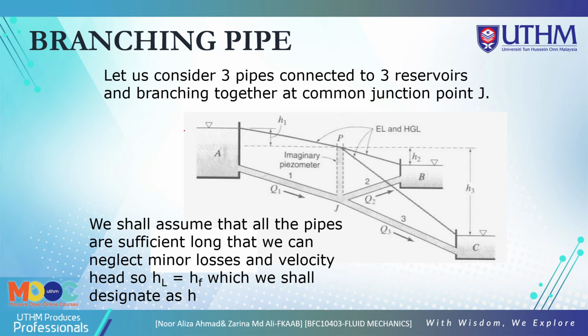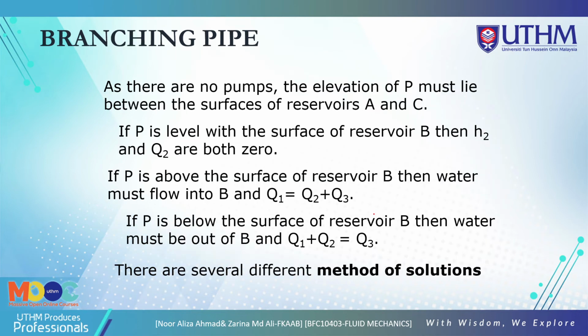So they are the branching pipe. From the tank they have pipe 1, and then go to pipe 2 and go to pipe 3. So this is called branching pipe. We shall assume that all the pipes are sufficiently long that we can neglect minor losses and velocity head. So HL is equal to HF, which we shall designate as H. Dalam branching pipe, we can assume no minor losses, just friction loss in the pipe.